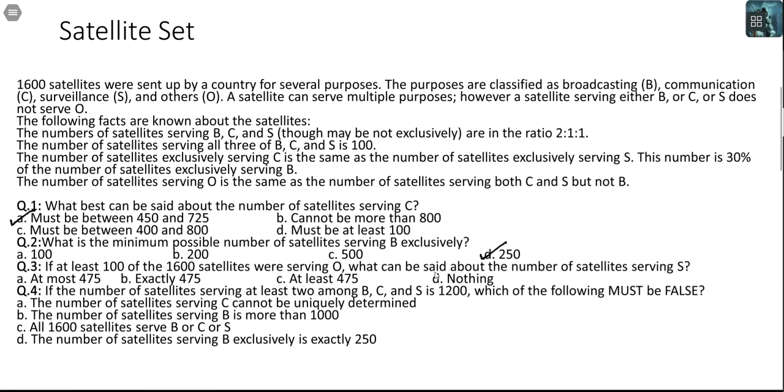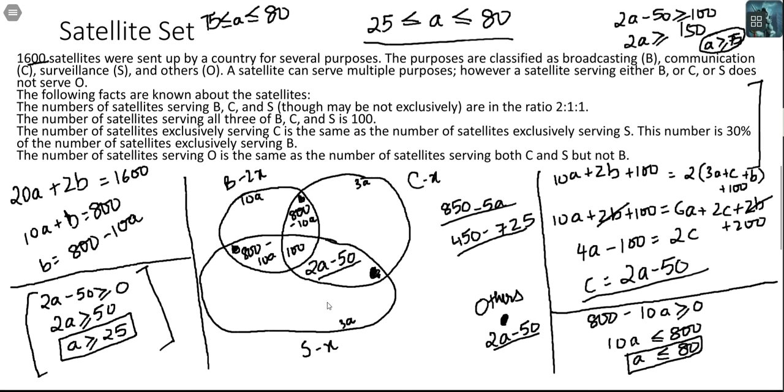Okay, so we've been asked what can be said about the number of satellites serving S. Can you see this expression that we had come up with for C? The total number of satellites serving C would remain the same for S. So it is still 850 minus 5a. It is just that a's value will range from 75 to 80 now. So the lower limit would still be 450. 5 into 80 is 400, and 850 minus 400 is 450.